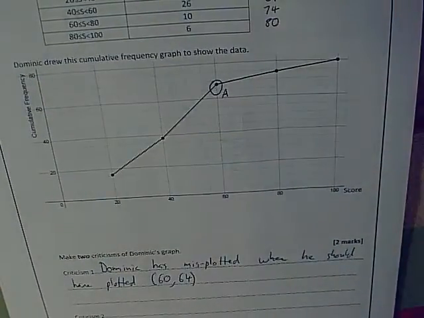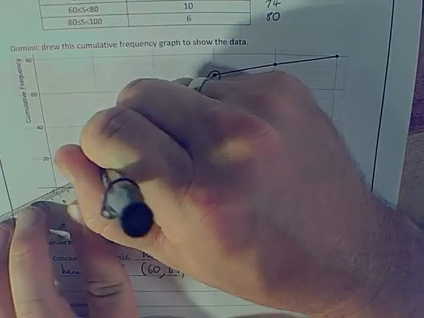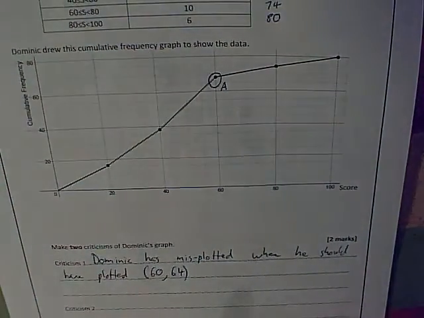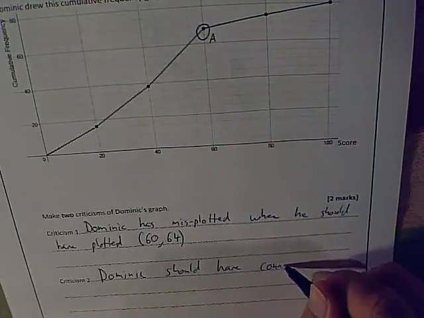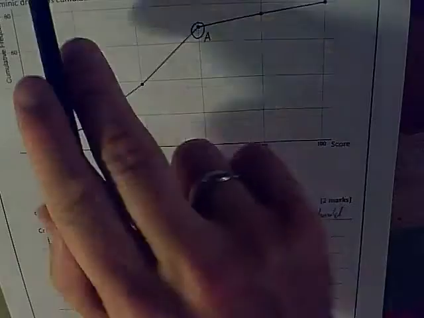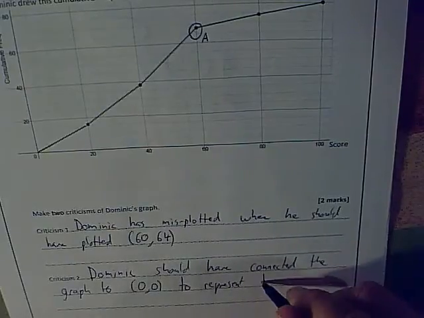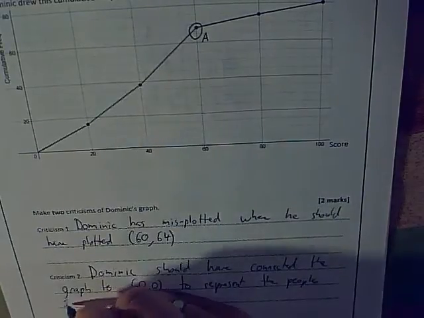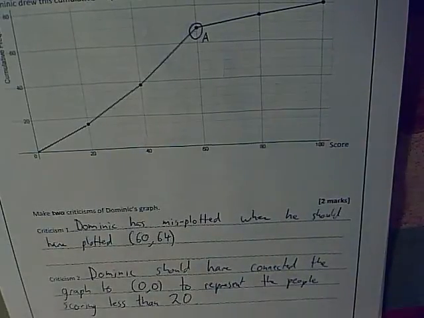It should be joined up to the origin, to 0, because you've got to represent those people in that bracket who are scoring between 0 and 20. So Dominic should have connected the graph to 0, 0. Okay. So to represent those people between 0 and 20, I'll add that in to represent the people scoring less than 20. Those are the two main criticisms I can see.